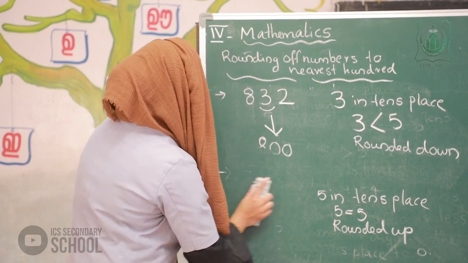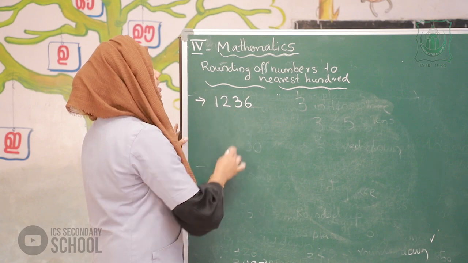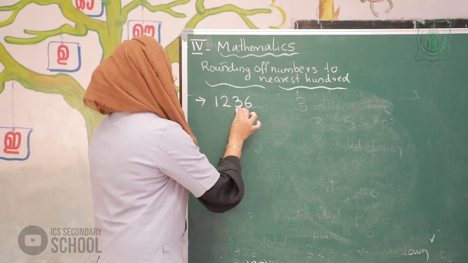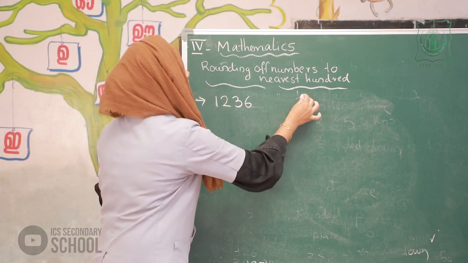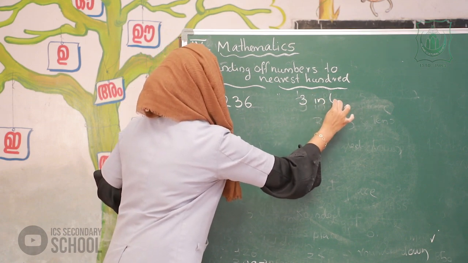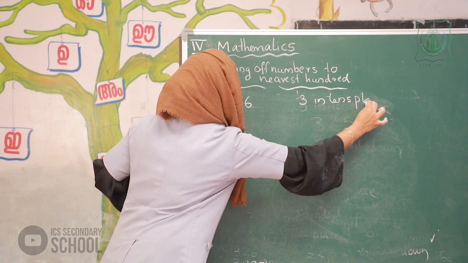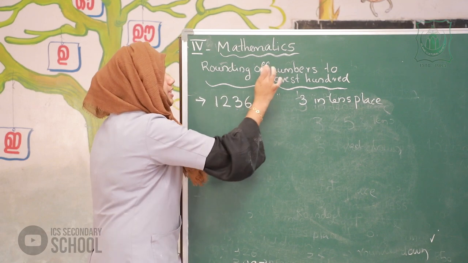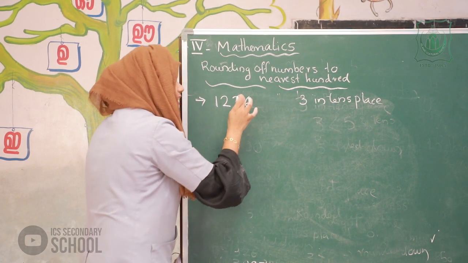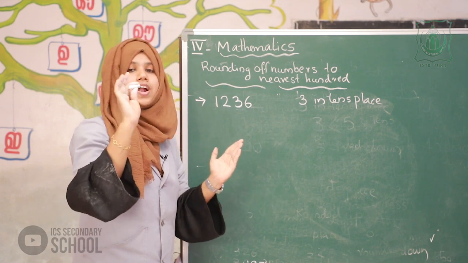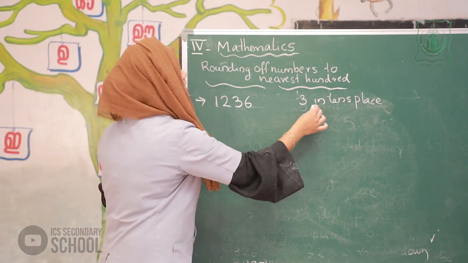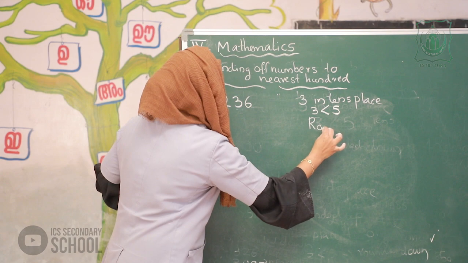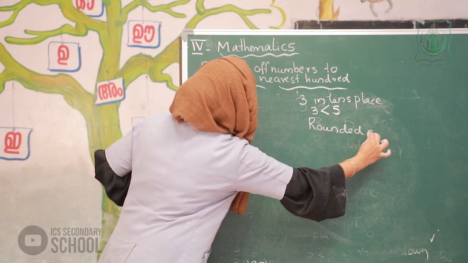So I have another example. For this number, find the nearest hundred and also whether it is rounded up or down. Which number is in the tens place? 3. You only look at the tens place in the case of 100. In the case of the nearest 10, look at the ones place. So 3 is in the tens place. 3 is smaller than 5. So it is rounded up or down? Rounded down.